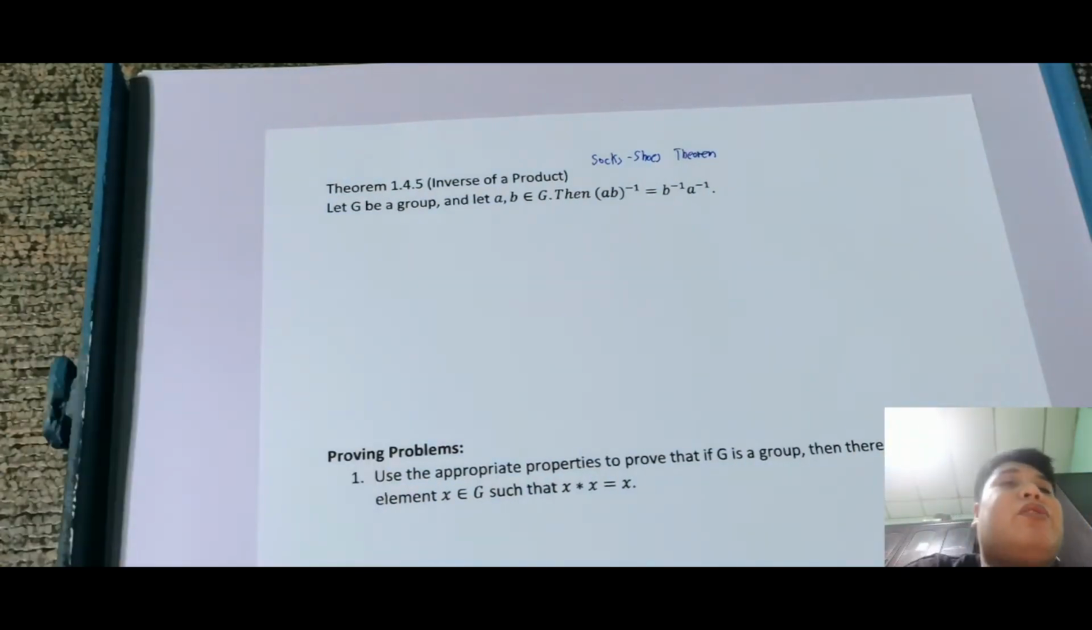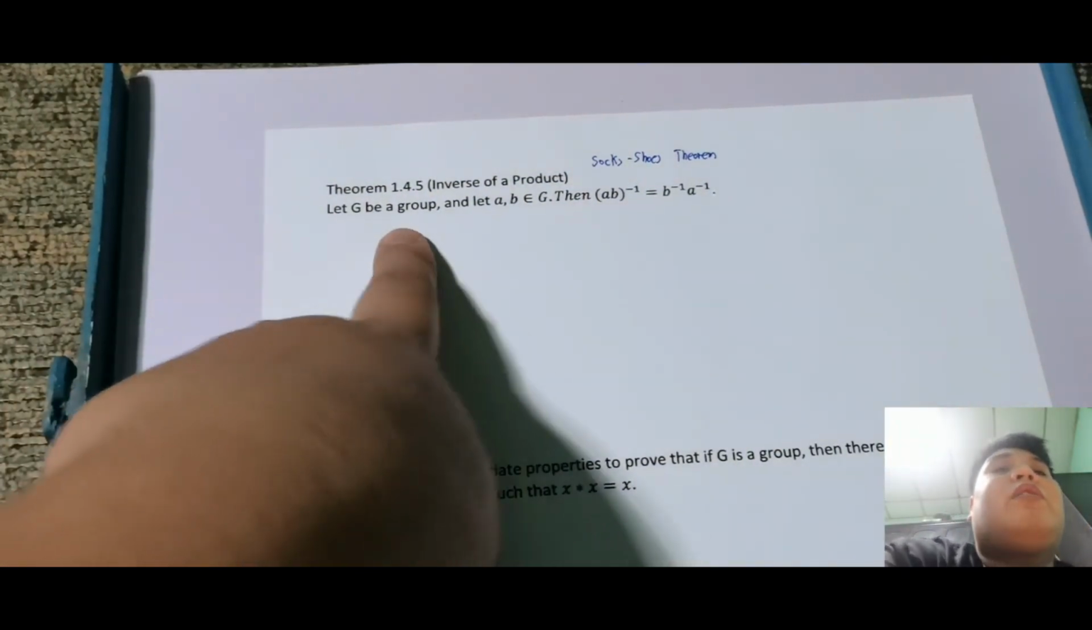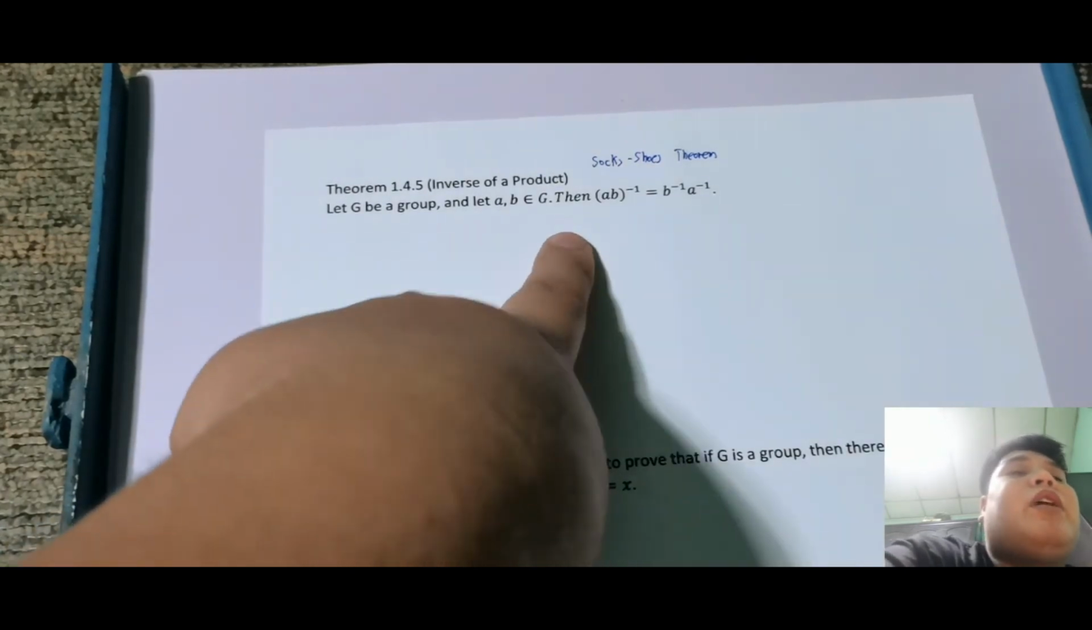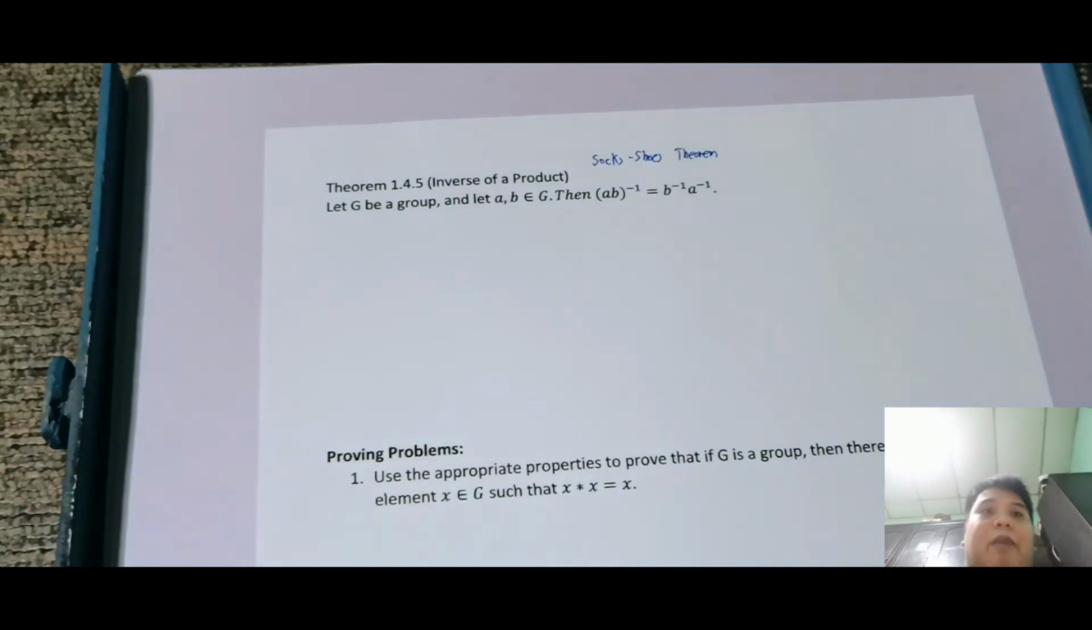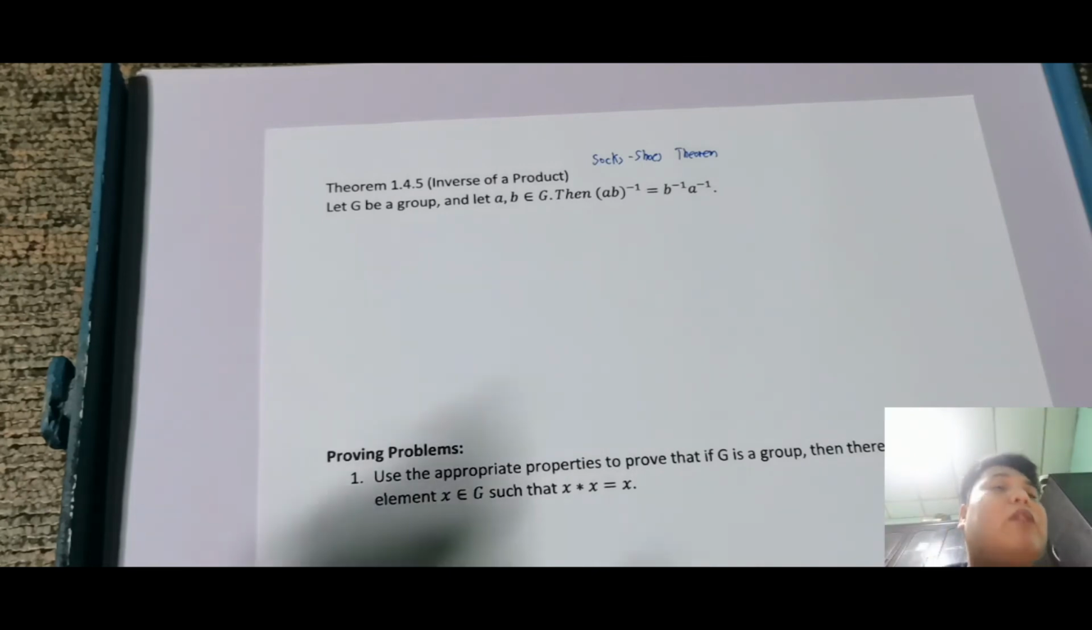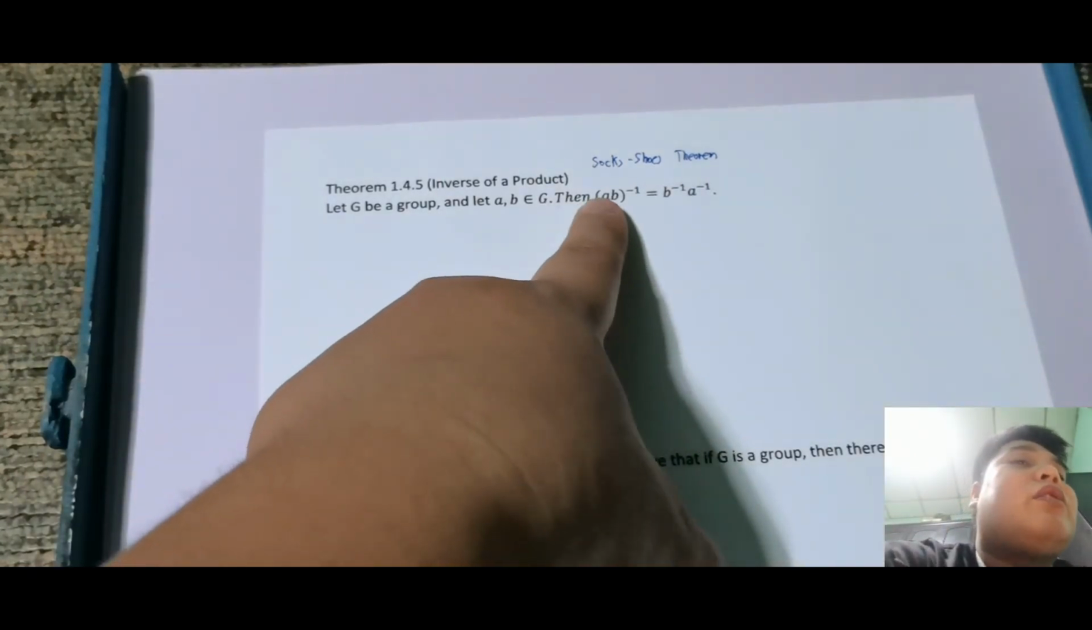Okay, so sabi ni socks-shoes theorem, let G be a group and let A and B be elements of G, then we have (AB) inverse is equal to B inverse A inverse. So nagkabaliktad, no? So kumbaga, sir, bakit mo ba nasabing socks-shoes theorem? Ito yung logic, pansinin nyo. Pag nagsuot ka ng sapatos at medyas, ano na una? Medyas tapos sapatos. Paano mo huhubarin? Siyempre, una si sapatos bago si medyas.